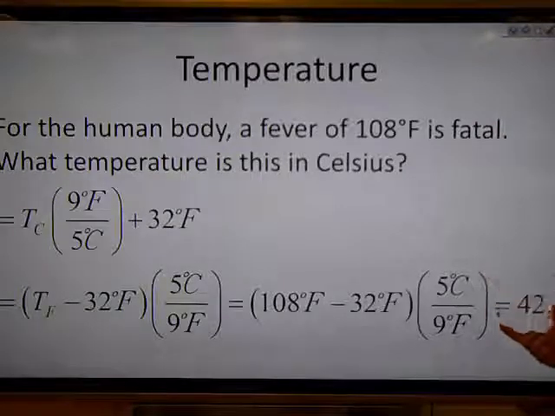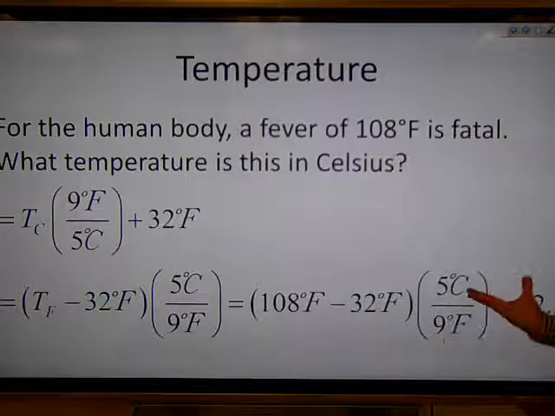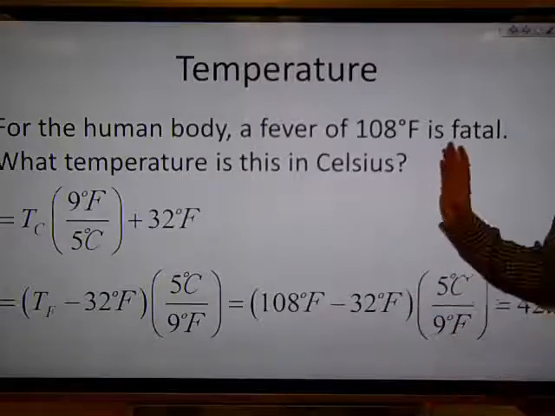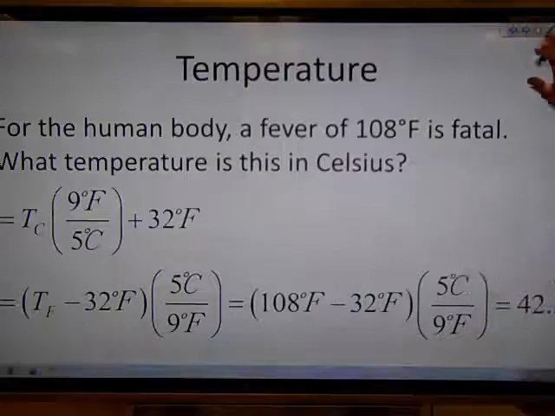Note that normal body temperature, 98.6 degrees Fahrenheit, is equal to 37 degrees Celsius. So if we raise your body temperature by about 10 degrees Fahrenheit, or just a little over 5 degrees Celsius, then your body will die. So you want to try to avoid that if possible.